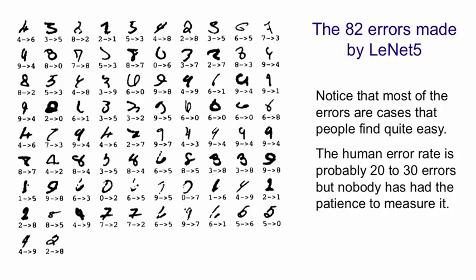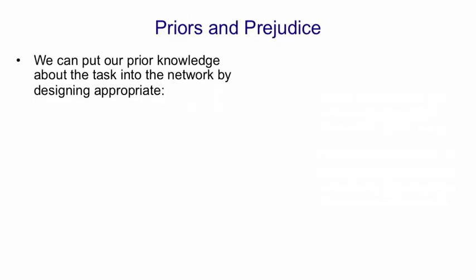Nobody knows the human error rate on this data, but it's probably 20 to 30 errors. Of course, there might be digits that Net 5 got right and you would get wrong. So you have to be careful in estimating the error rate. You can't just look at these 82 and ask which ones you get right and which ones you get wrong. You have to worry about all those other ones that Net 5 might have got right and you might have got wrong.